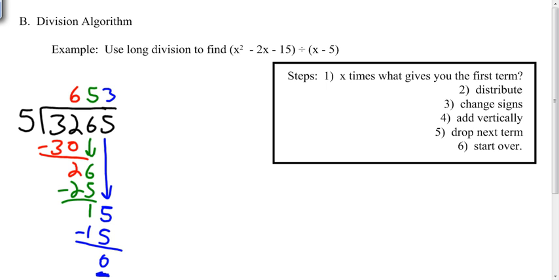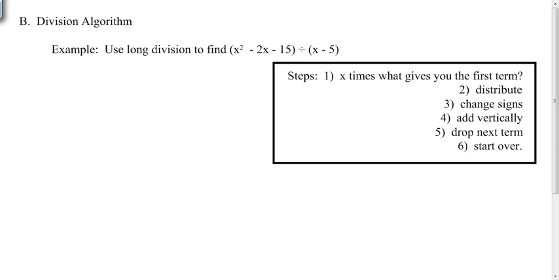So 3,265 divided by 5, the answer is 653. So remember, that's how the division algorithm works. How can we apply that to our polynomials, though? We just have to make sure that we're writing things in the same exact form.